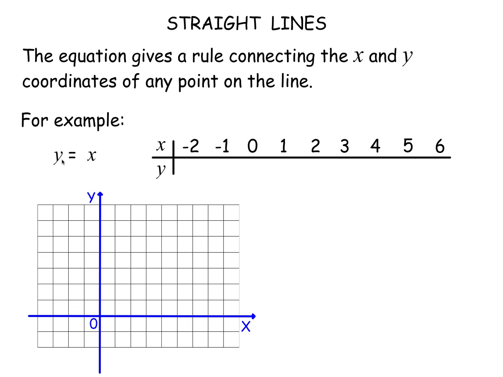So for example, here we've got y equals x. The equation tells you the relationship between the x and y coordinates of any point on the line. So this is simply saying the y coordinate is the same as the x coordinate. So if the x coordinate is -2, the y coordinate is -2, and so on. So it goes through points like (0, 0), (1, 1), (2, 2), and so on. So that's the relationship between the x and the y coordinates. Here's a chosen set of x coordinates and their corresponding y coordinates. If we plot the points (-2, -2), (-1, -1), (0, 0), and so on, the line is a straight line.